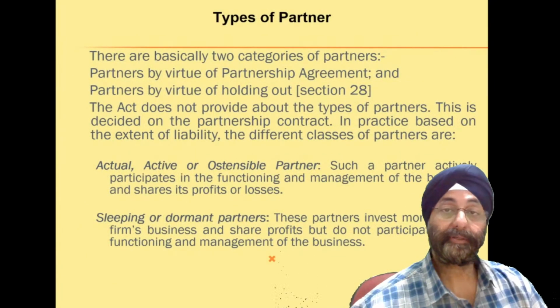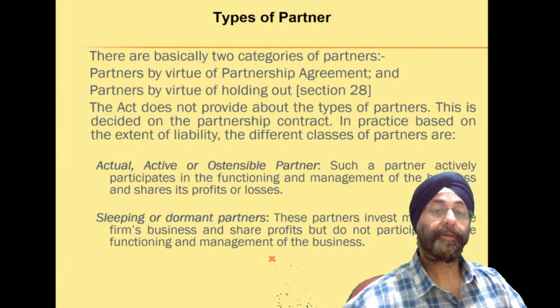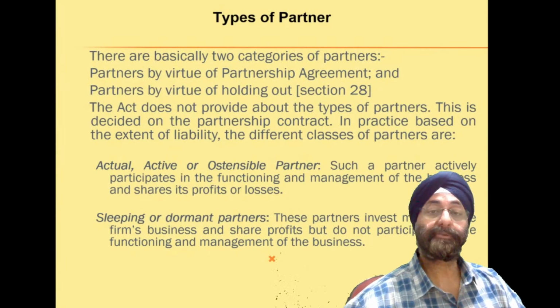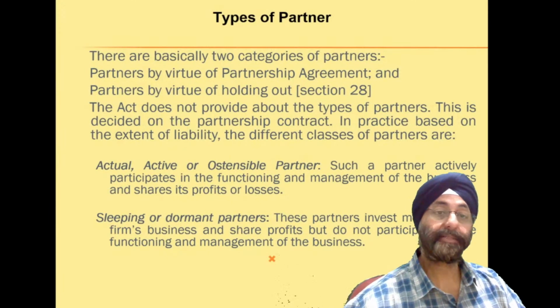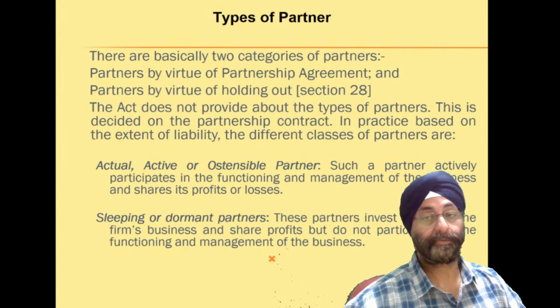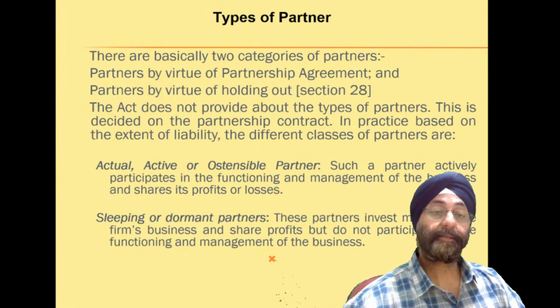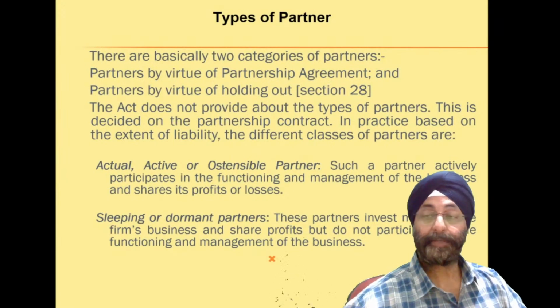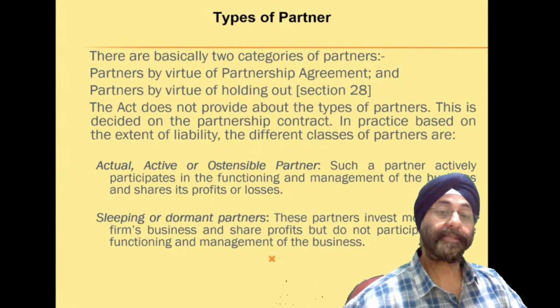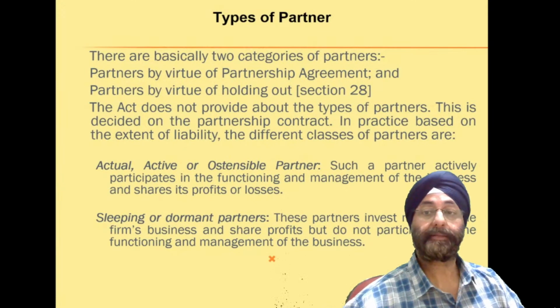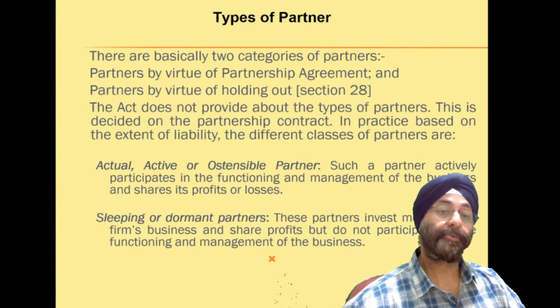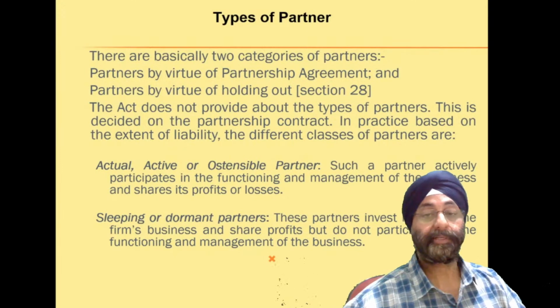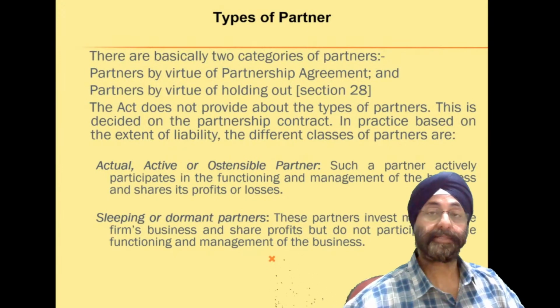Now we'll come to the types of partners. There are basically two categories of partners: partners by virtue of partnership agreement and partners by virtue of holding out. The Act does not provide for types of partners. This is decided by the partnership contract. In practice, based on the extent of liability, the different classes of partners are as follows.